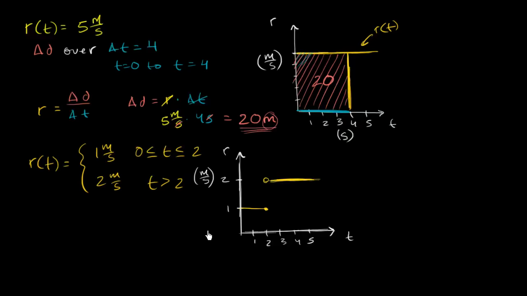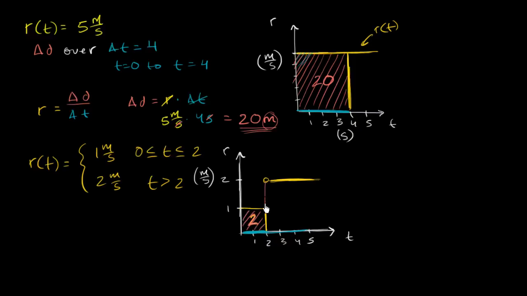Now, what is our total change in distance over the first 5 seconds here? So here we care about the first 5 seconds. Well, we can break up the problem. Over the first 2 seconds, change in time is 2 seconds times a constant rate over those 2 seconds. So it's going to be 2 seconds times 1 meter per second. That's going to give us 2 meters. Let me do that in orange. That's going to give us 2 meters there.